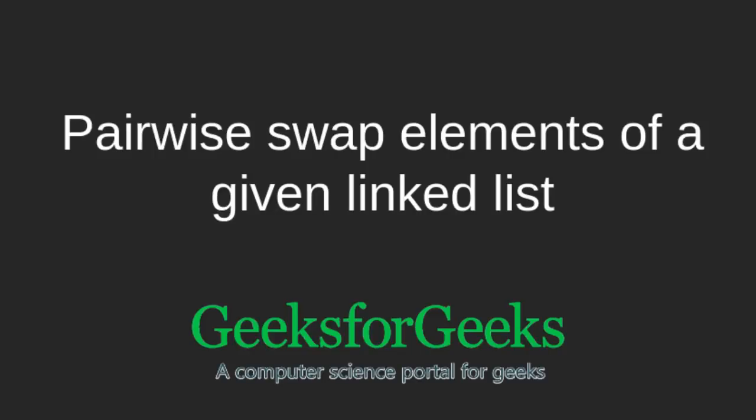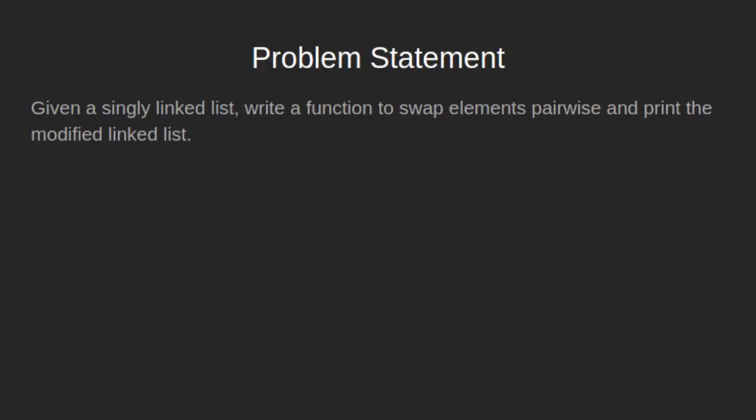In this video, we will learn how to pairwise swap elements of a given linked list. Let's see the problem statement first. The problem statement says, given a singly linked list, we have to write a function to swap elements pairwise and print the modified linked list.